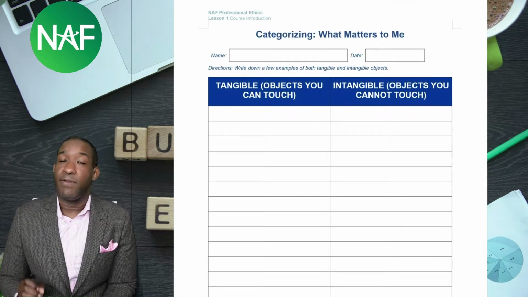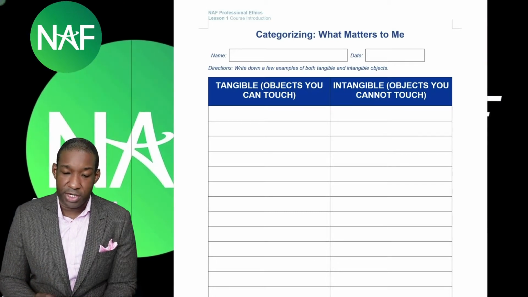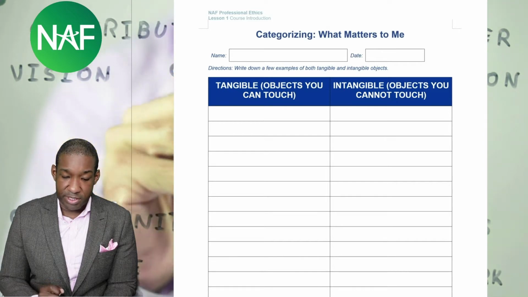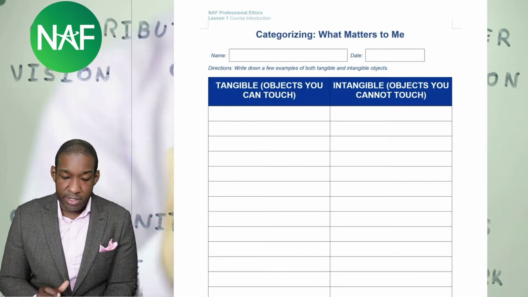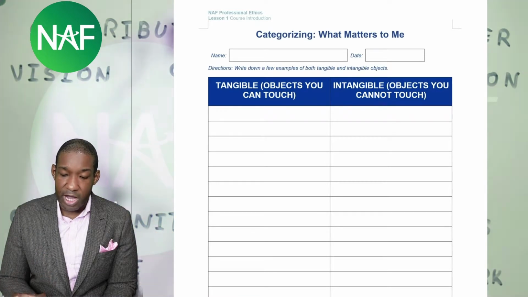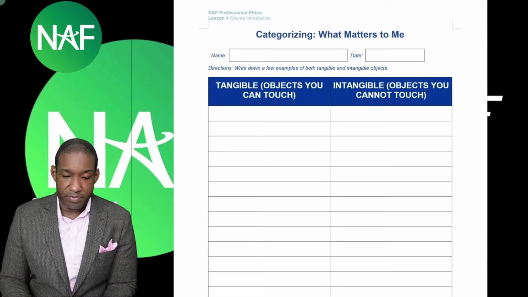Once again, if you have class with me, you will actually be filling this part out in this next worksheet. You will be writing down tangible items in the tangible side of the paper, and on the other side you'll be listing the intangible items, objects that you cannot touch.